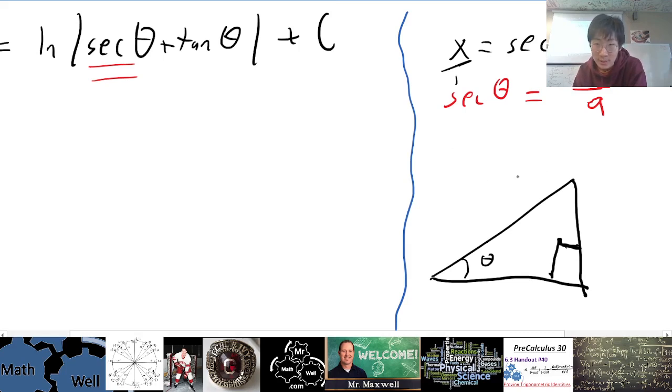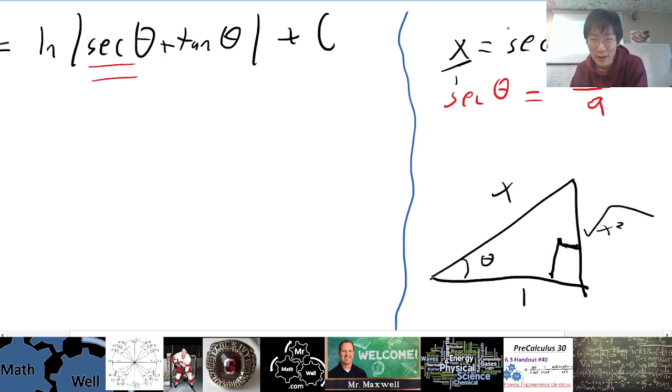Secant theta equals, yeah, so x is our hypotenuse and a, our adjacent, is going to be 1. Okay, and how do we solve for this last side, our opposite side? Well, we use the Pythagorean theorem. It's going to be root the hypotenuse squared minus the adjacent squared. So it's going to be root x squared. Or actually, what on earth have I done?